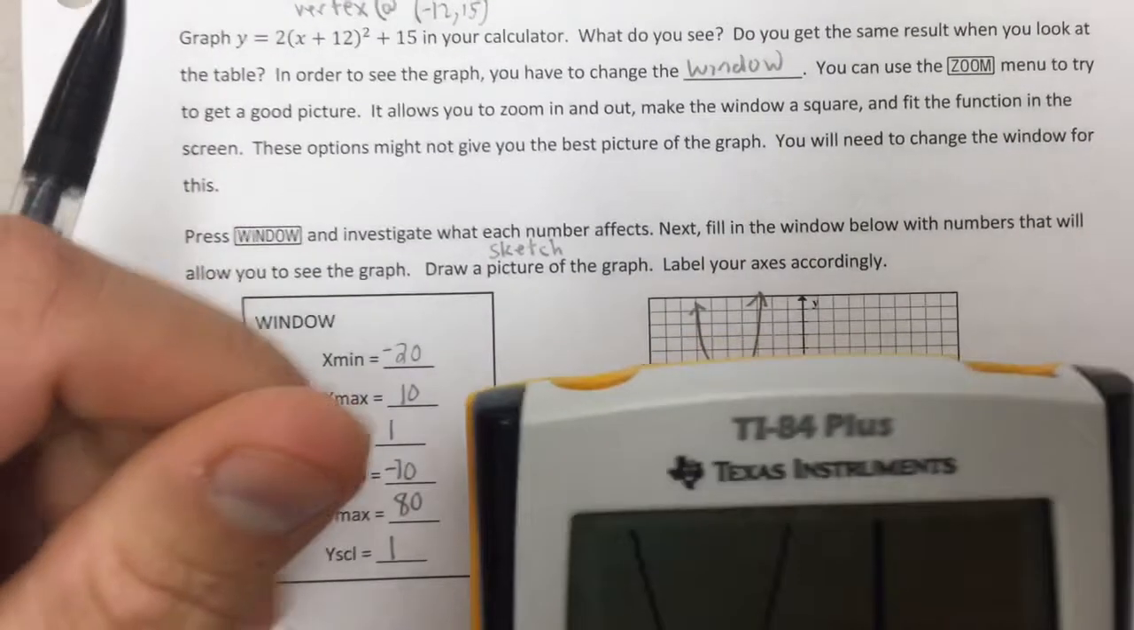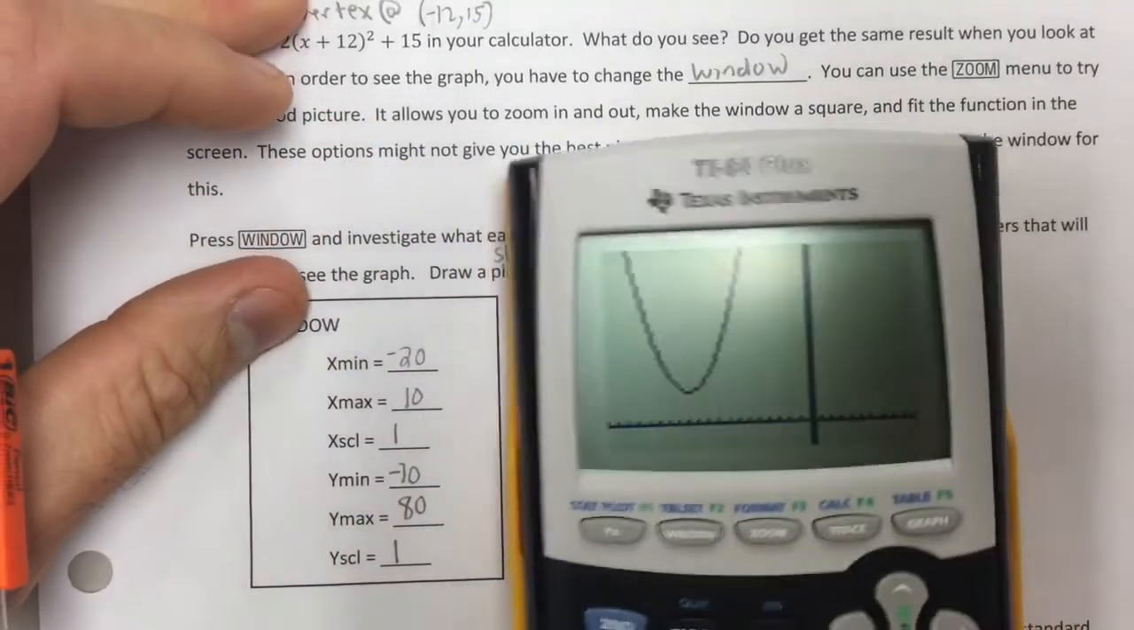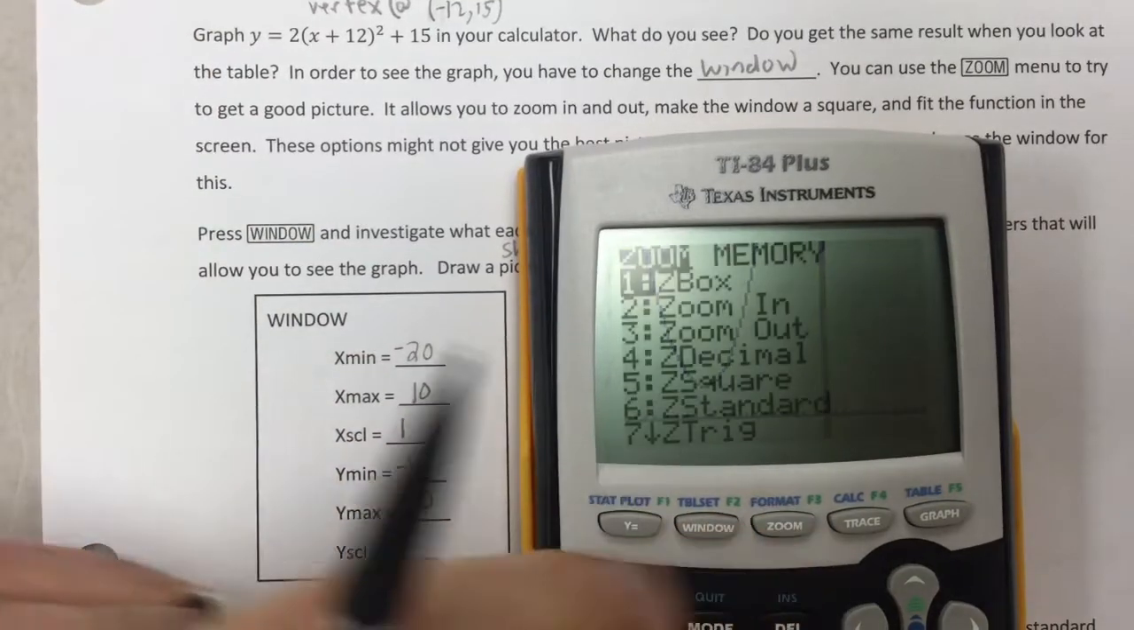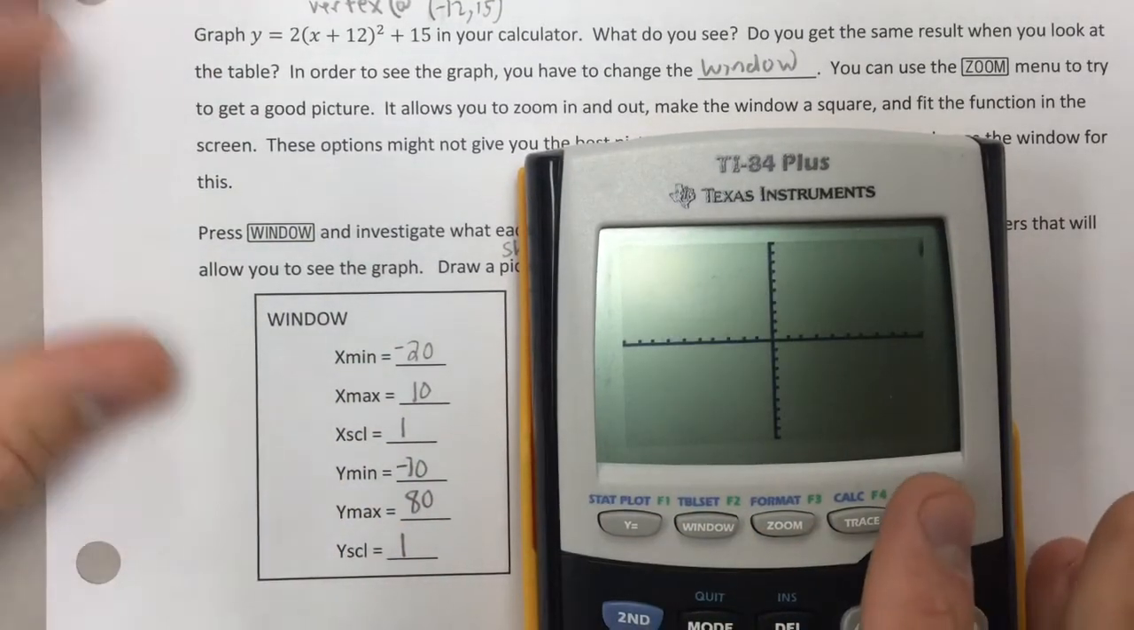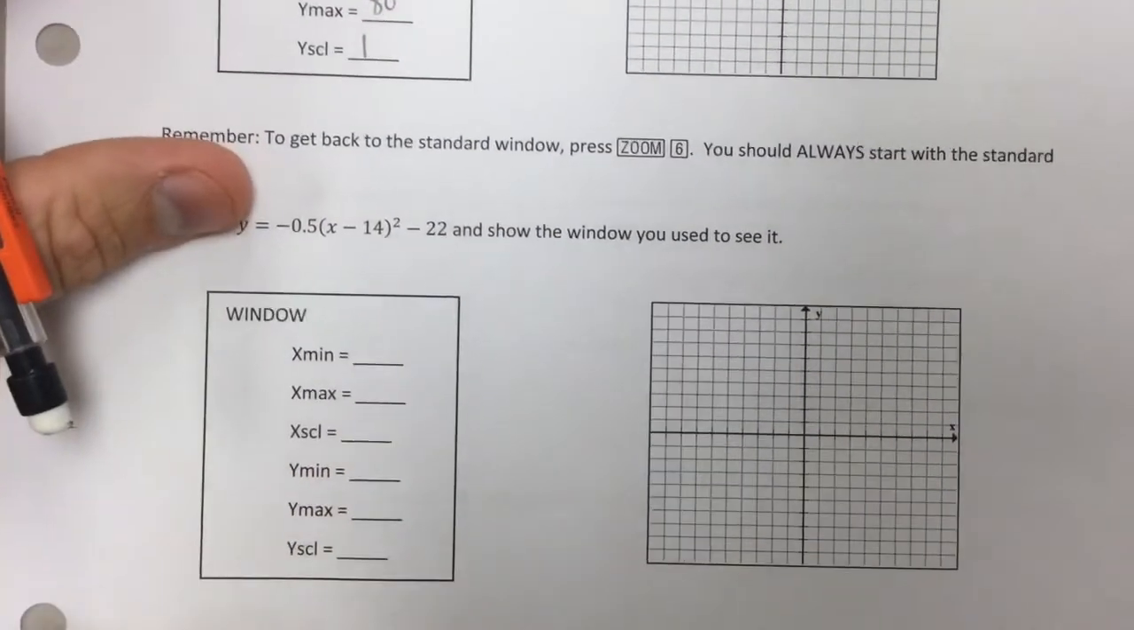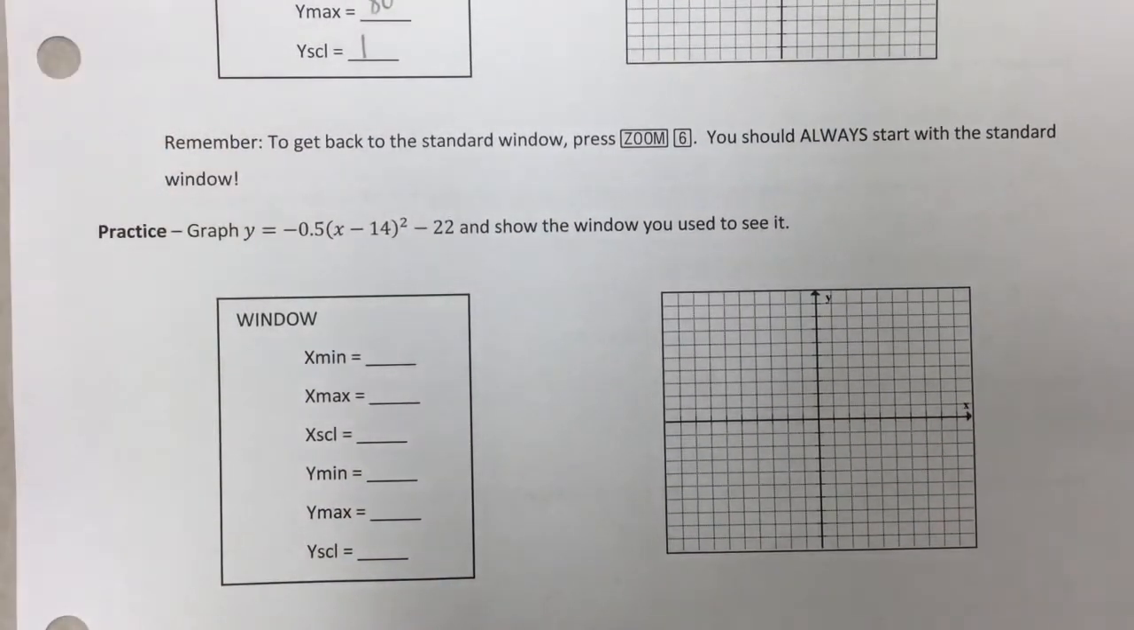Just remember, when you go back, you want to press zoom 6 on your own. Zoom 6 gets you back to that standard window, which you always want to get back to. All right, try to come up with a window for this graph and see if it works for you.